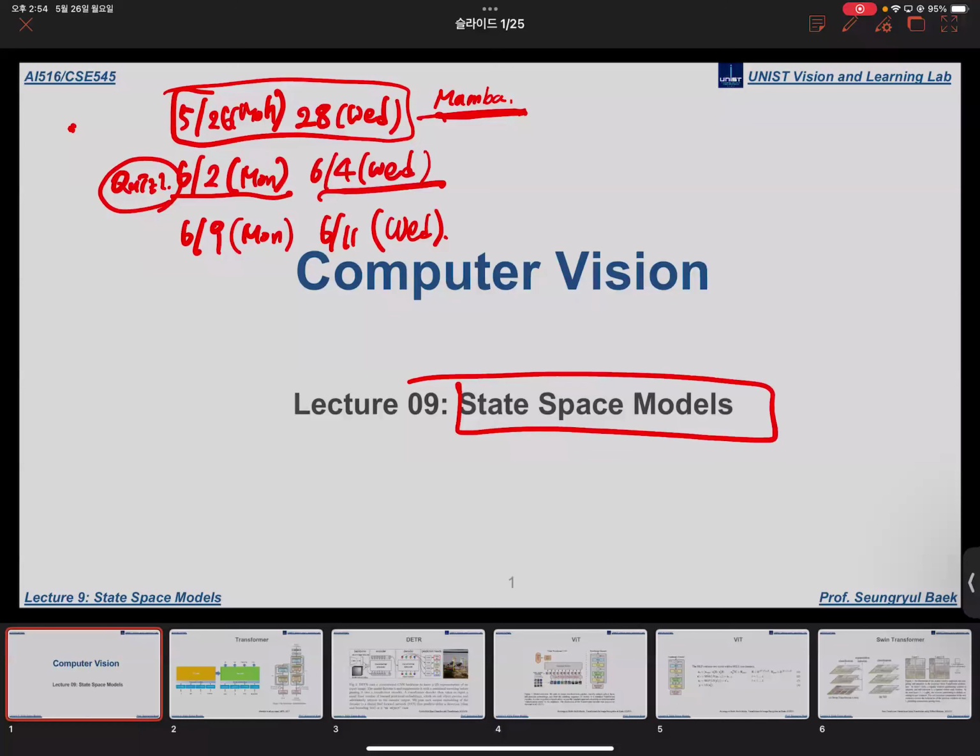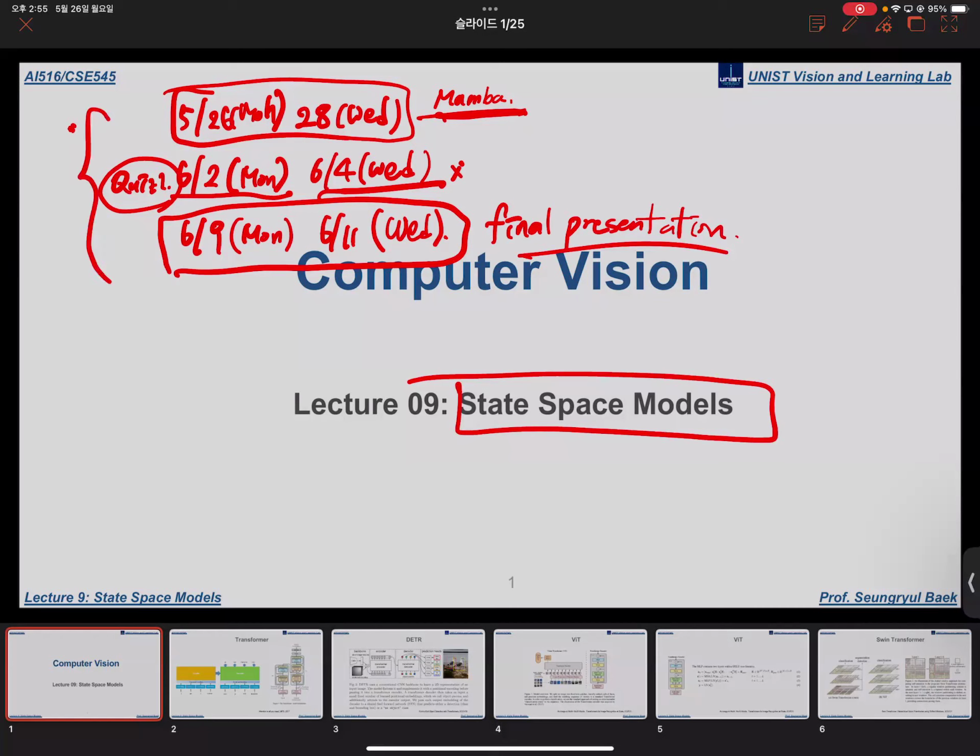And next Wednesday we don't have any class. Spanning these 2 lectures, we will do the final presentation. So this is actually the last schedule. And the state space models will be the last lectures.